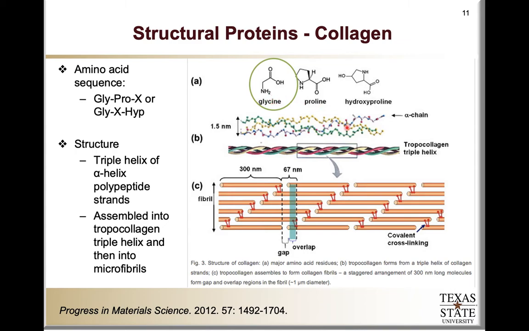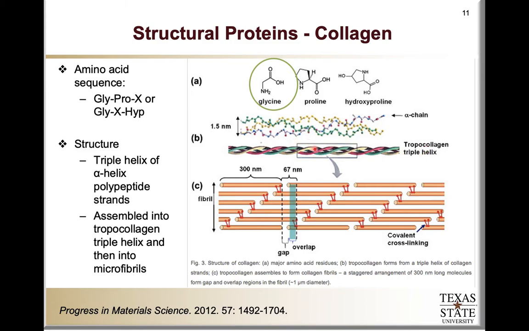The assembly begins by taking 3 of these linear amino acid chains, or linear polypeptides, and each of those is going to form an alpha chain. That alpha chain is basically an alpha helix made from the strands of the collagen molecule as it twists together. So these 3 are going to twist together to form what's known as a tropocollagen molecule. That tropocollagen molecule is held together through hydrogen bonding.